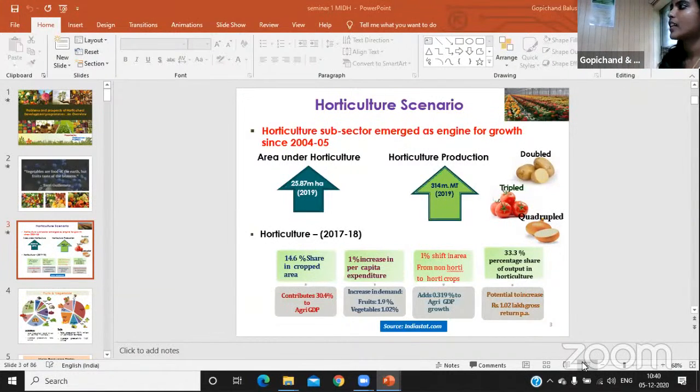Major fruit producing states are Andhra Pradesh, Uttar Pradesh and Maharashtra. Major vegetable producing states are West Bengal, Uttar Pradesh, Gujarat, Madhya Pradesh and Karnataka.